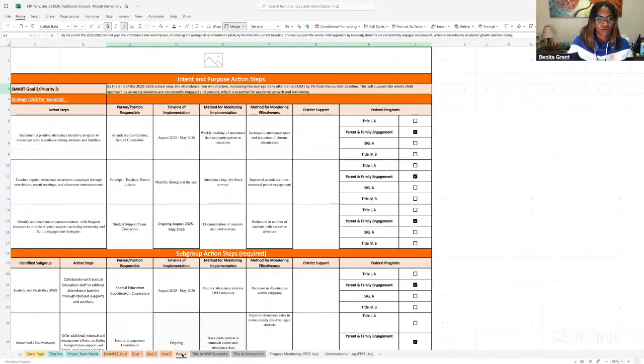And then our goal 4 is for the whole child. We're looking at attendance. By the end of the 25-26 school year, the attendance rate will improve, increasing the average daily attendance rate by 3% from the current baseline. This will support the whole child approach by ensuring students are consistently engaged and present, which is essential for academic growth and well-being. So for attendance, we were looking at our attendance data yesterday, and this time last year, we were in a much better position. So some of the interventions that we put in place are working. We're really being diligent about making sure we call our parents, getting to the root cause of why they're not here.